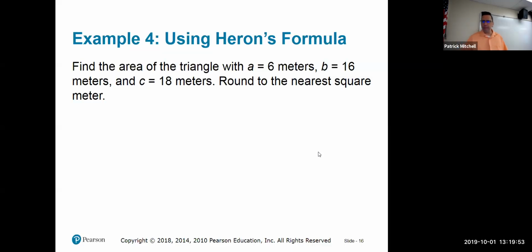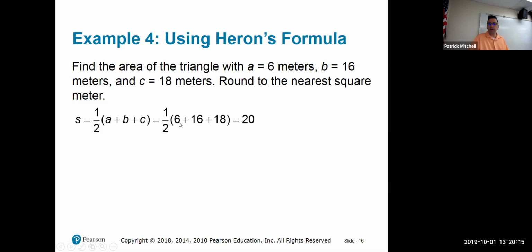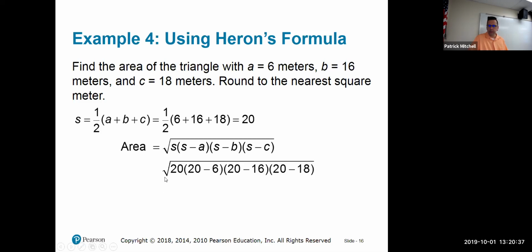All right, so example of using Heron's formula. They want me to find the area of the triangle with sides 6 meters, 16 meters, and 18 meters. Okay, so they've gone ahead and called those sides A, B, and C. So the first thing I have to do is find the semi-perimeter. The semi-perimeter is 1/2 the perimeter, so the perimeter is 6 plus 16 plus 18, which is 40. 1/2 of 40 is 20. Okay. So now I take my area formula, I put in 20 for S, and I put in 6, 16, and 18 for A, B, and C. And that looks like this.